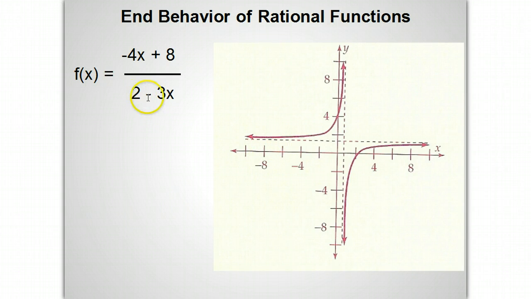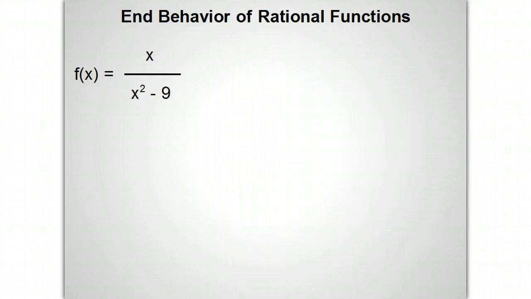From previous in this lesson, you can see that what makes this denominator 0 would be when 2 minus 3x is equal to 0, or when x is equal to 2/3. So here's x equals 2/3, and here is our y equals 4/3. We'll worry about the rest of the graph as we go on.